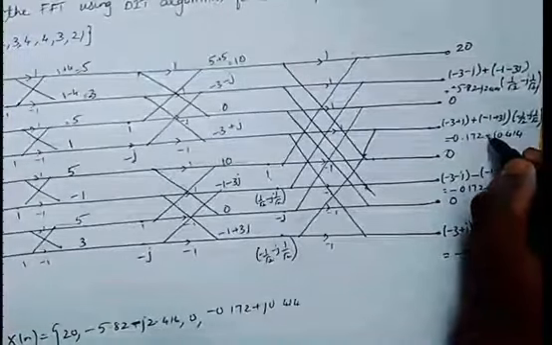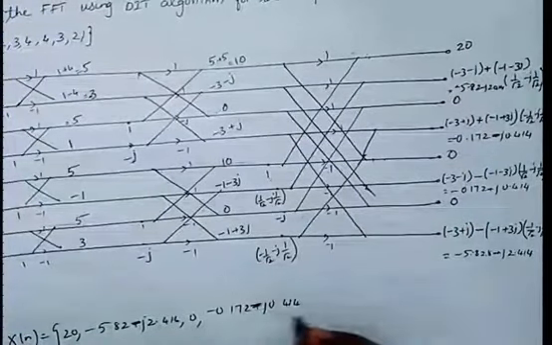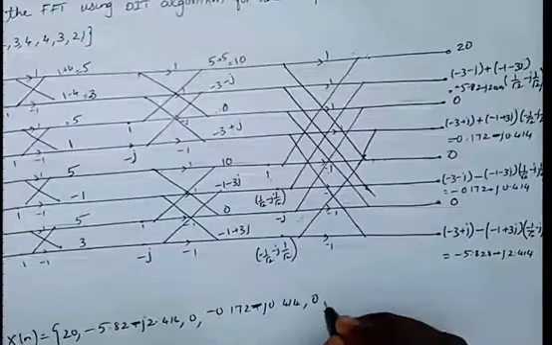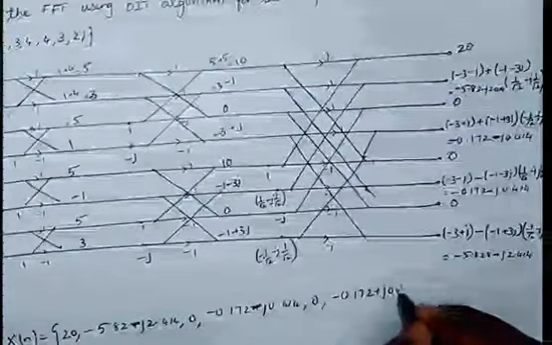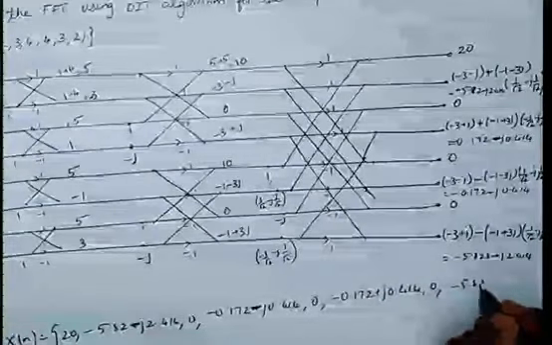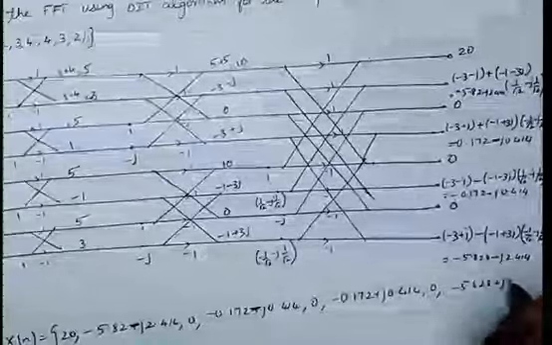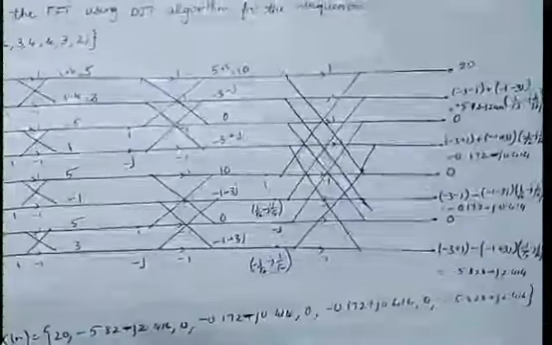Okay, I'm sorry, you can just calculate it. So it is 0.172 plus j into 0.414 comma 0 comma minus 5.828 plus j into 0.414. So please take and write the answer.